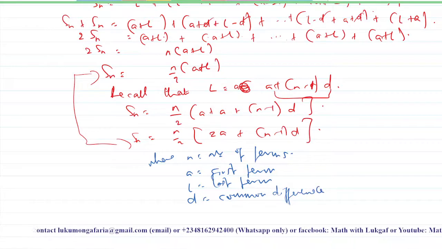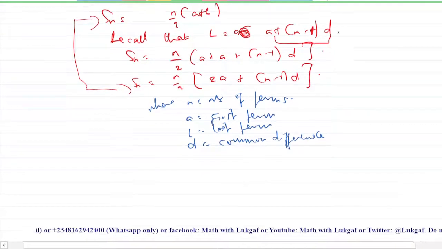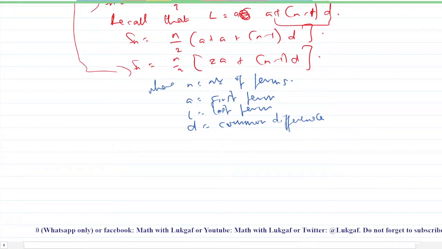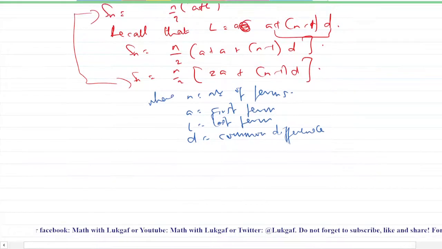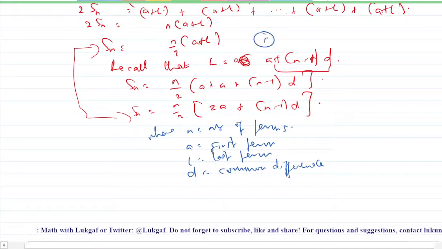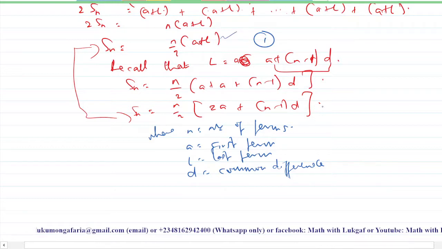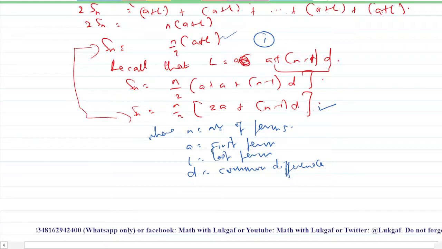So if that is understood, let me give you an example to back it up so as to understand what I'm trying to say. Excuse me, sir, what's the difference between these two formulas? They are the same, but you are going to use this first one here when you are given the last term and not the common difference. When you are not given the common difference but the last term and A, you use this formula. But if you are not given the last term but you are given the common difference, n and A, then you can use the second formula.